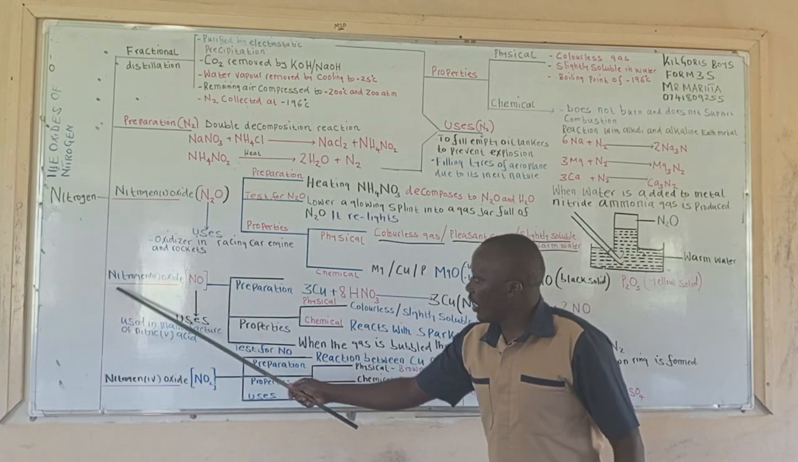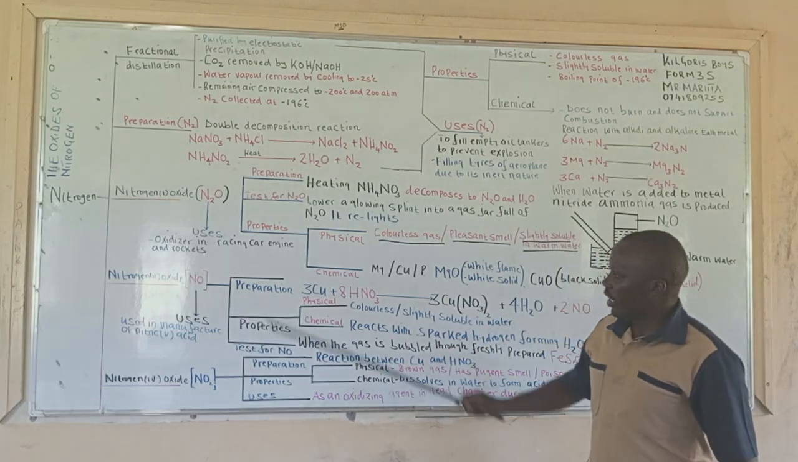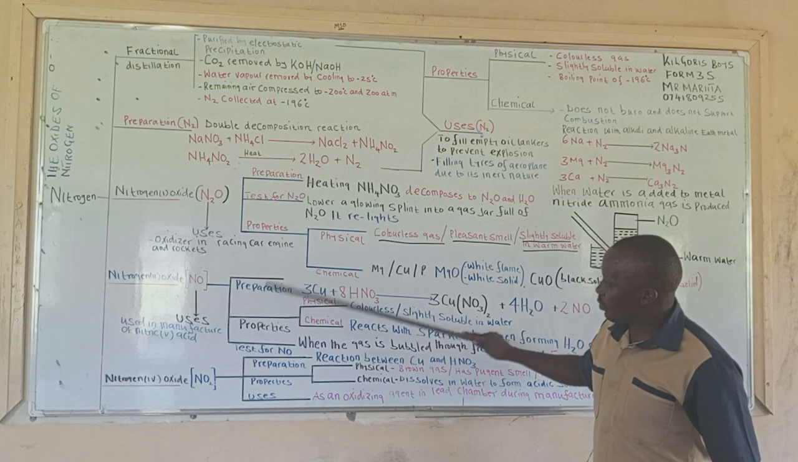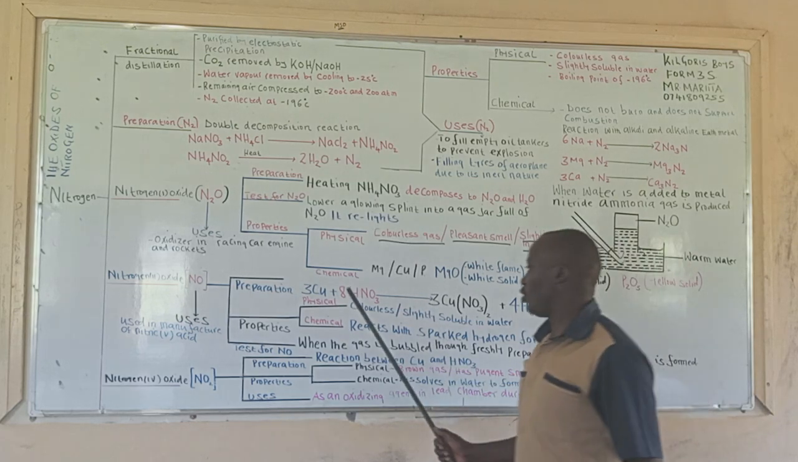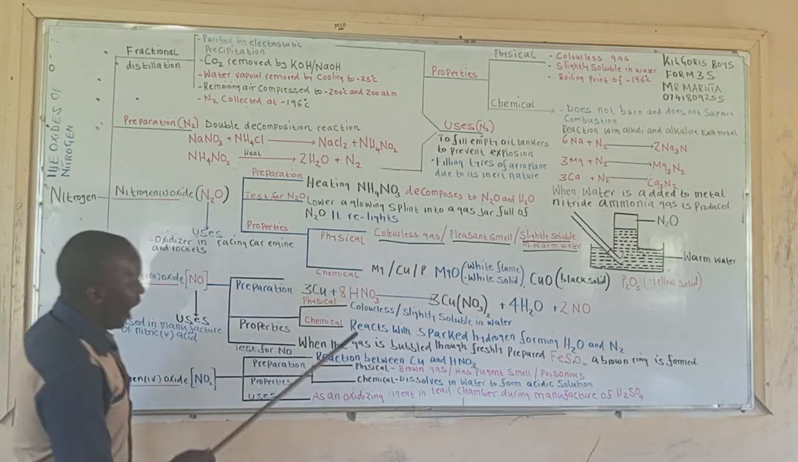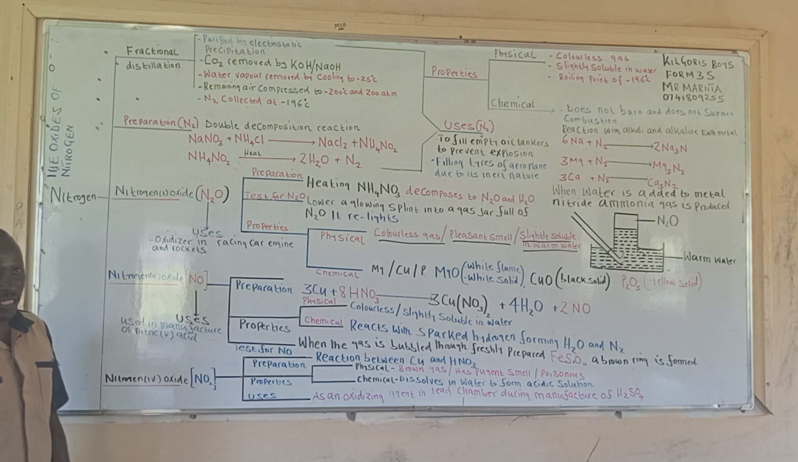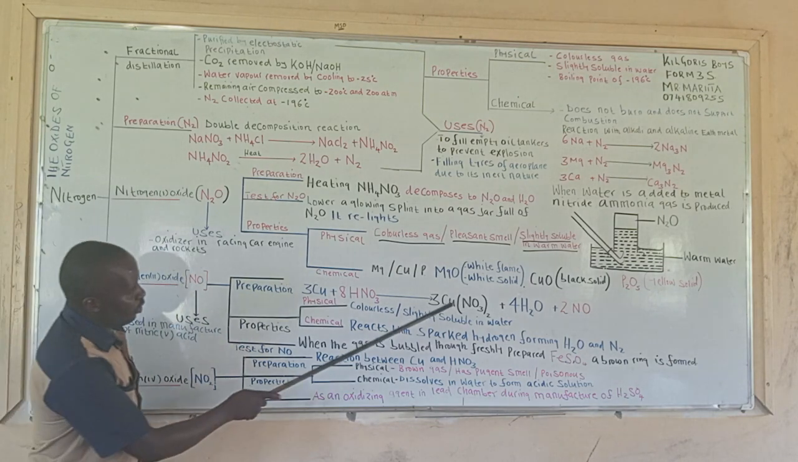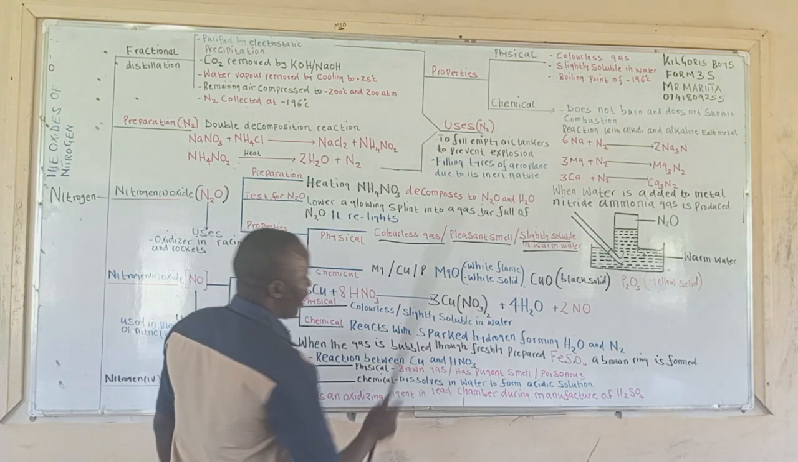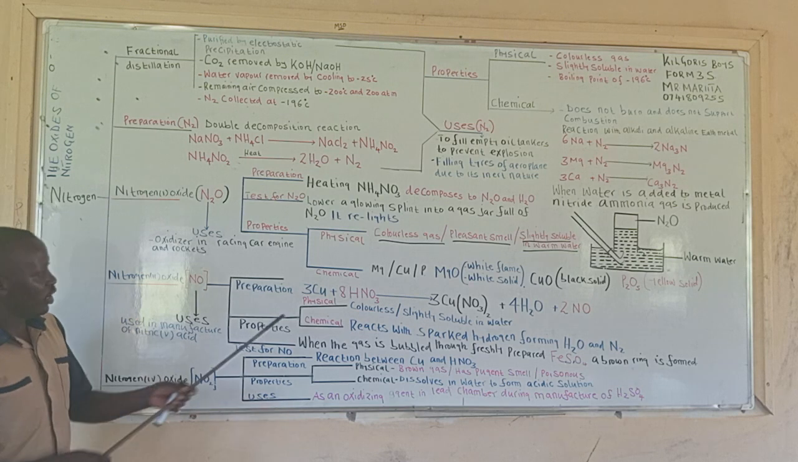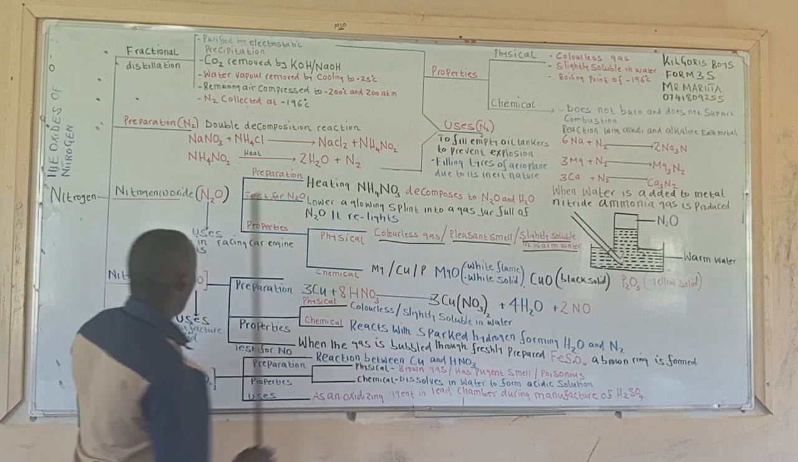Now we have another oxide of nitrogen, which is nitrogen 2 oxide. In nitrogen 2 oxide, we have preparation. How is this gas prepared? In preparation, it is a reaction between copper metal and nitric acid. So when you react the two, you will form copper nitrate plus water plus nitrogen 2 oxide gas. So simply that is how the gas is prepared: a reaction between copper and nitric acid, and you will get the nitrogen 2 oxide gas.